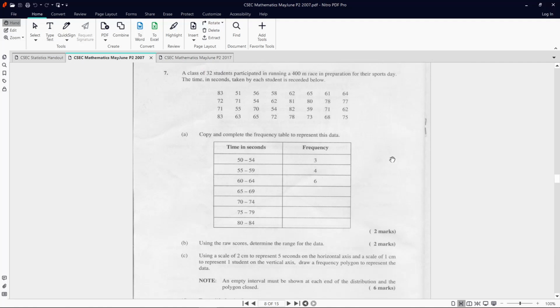Alright, so this is 2007 May-June paper 2. So this question says, a class of 32 students participated in running a 400-meter race in preparation for their sports day. The time in seconds taken by each student is recorded below. Copy and complete the frequency table to represent this data. Alright, so let's see what we can make of this.